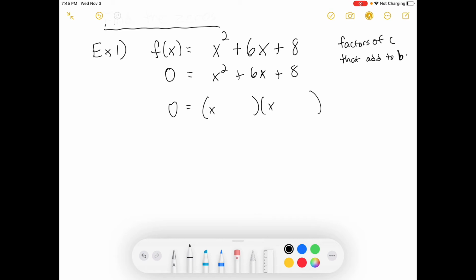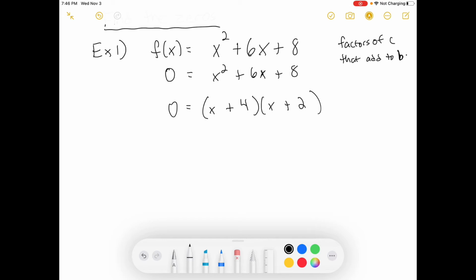And so c is positive. If c is positive, it's either going to be a plus plus or a minus minus, because a positive times a positive gives you a positive, and a negative times a negative also gives you a positive. So if b is positive, then these are going to be plus plus. My factors of 8 are going to be 4 and 2. 4 times 2 gives me 8, and 4 plus 2 gives me 6. And now I have it factored.